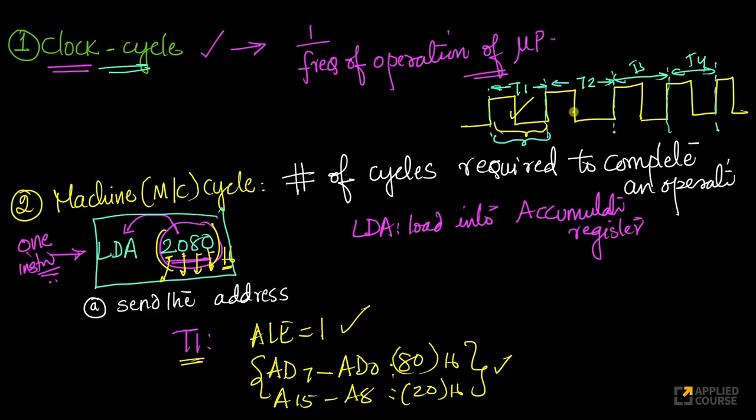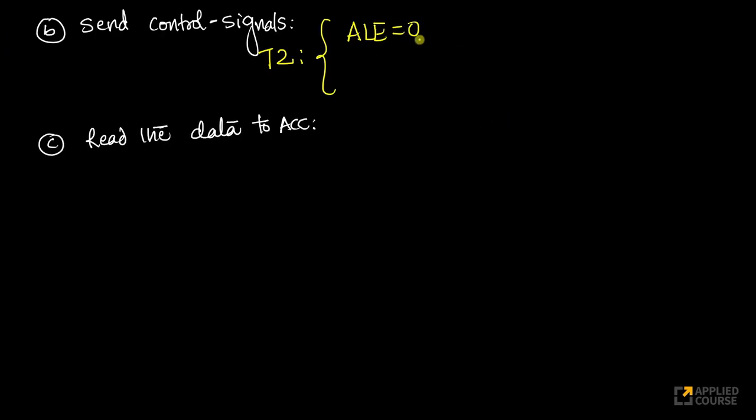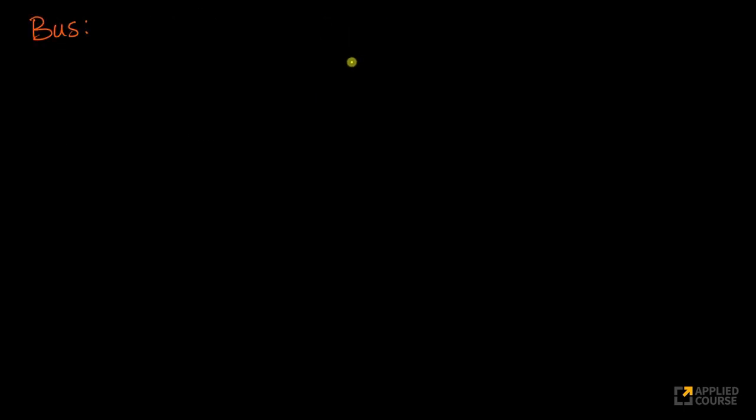So my T1 is done. In my T2, what I do now is I make my ALE equal to 0. And I also send, suppose I want to write data, let's say. Sorry, I want to read data, right?